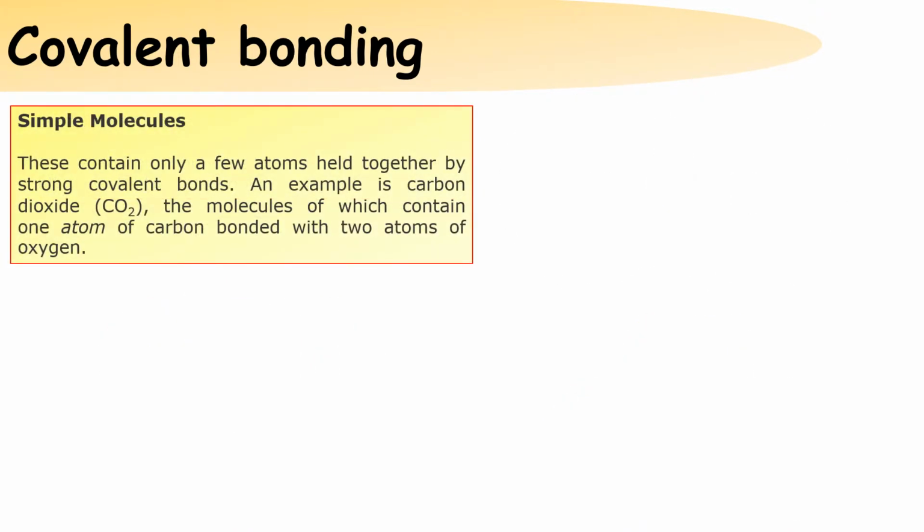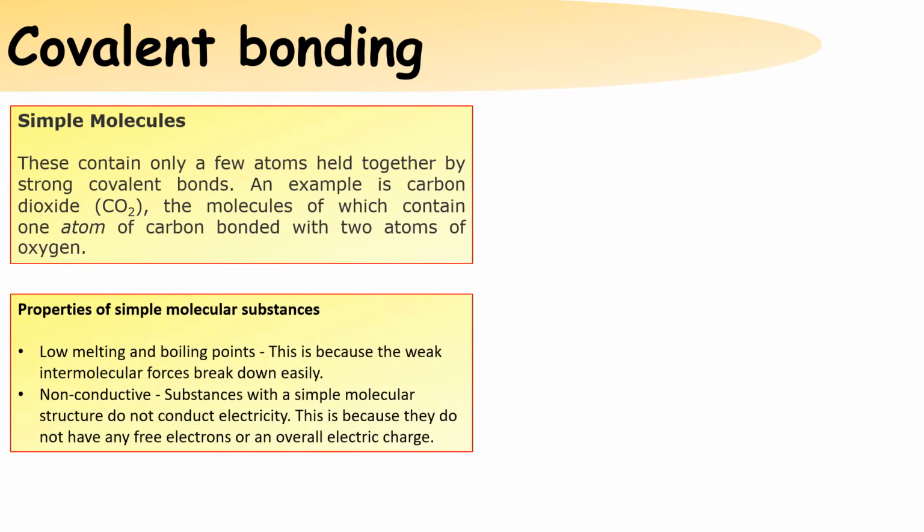Covalent molecules sometimes form simple molecules. These contain only a few atoms held together by strong covalent bonds. An example is carbon dioxide, the molecules of which contain 1 atom of carbon bonded to 2 atoms of oxygen.